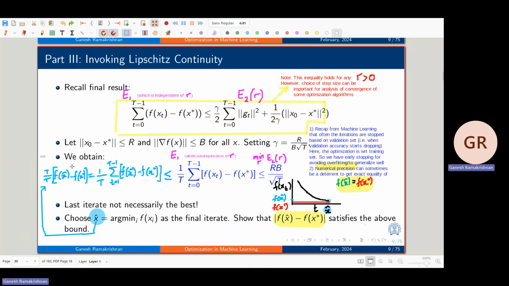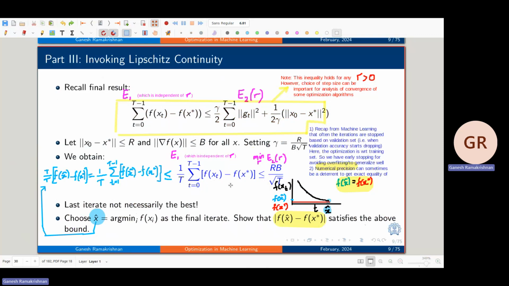This LHS, which one? This one. Yeah, so I'm saying the summation over all the iterates of f of x t minus f of x star, where all the f of x t's are going to be greater than or equal to f of x star. We are saying the iterate that came closest to f of x star in function value is x hat. So that will be certainly less than or equal to f of x t minus f of x star summed over all.